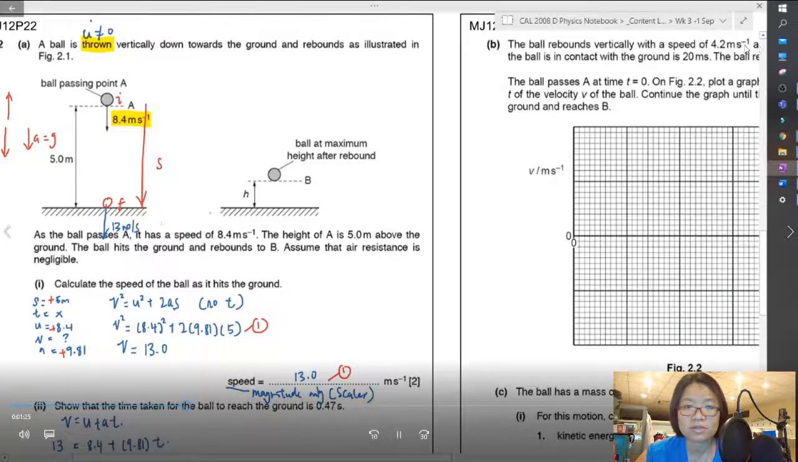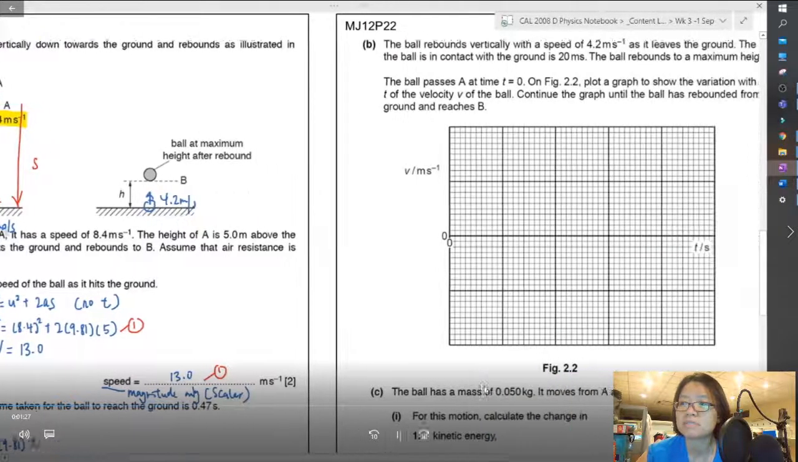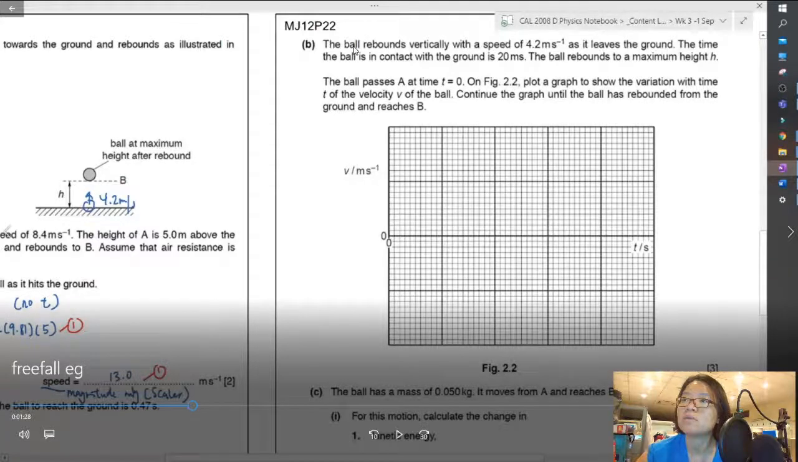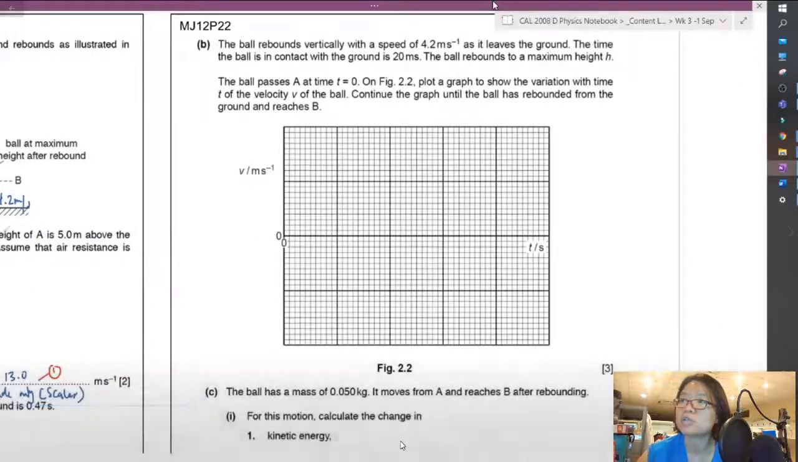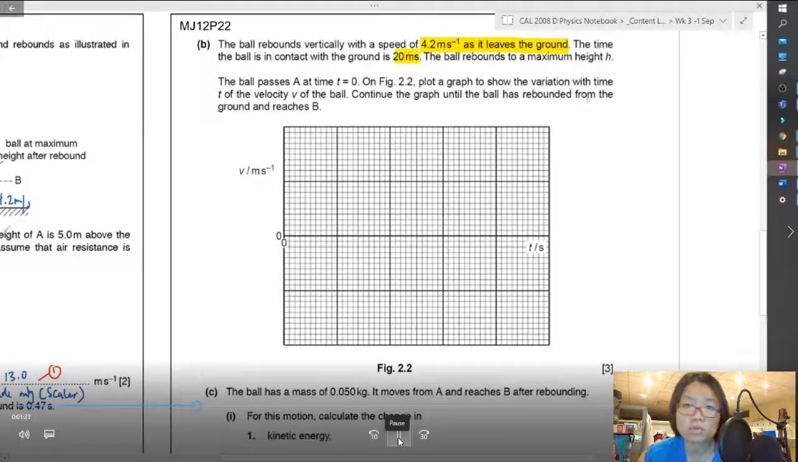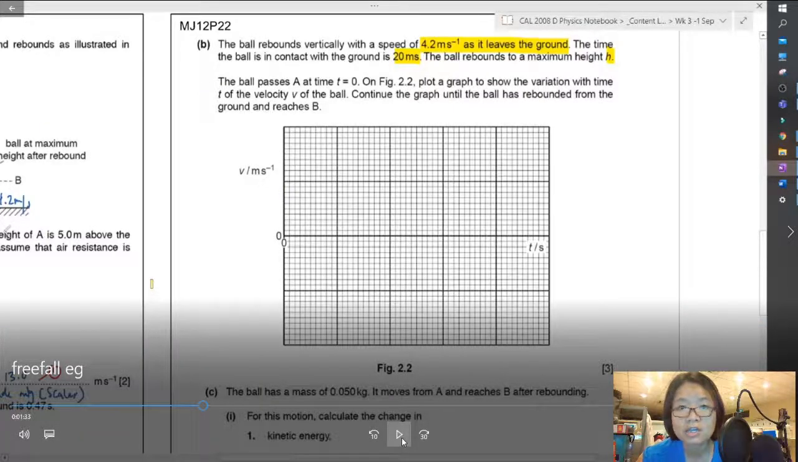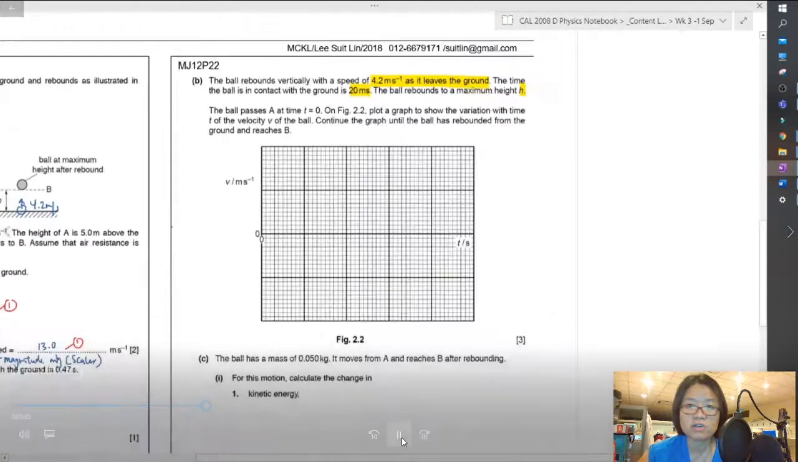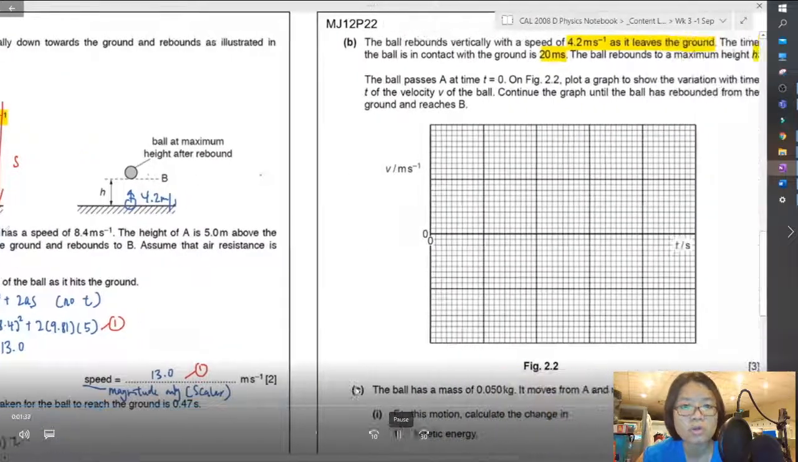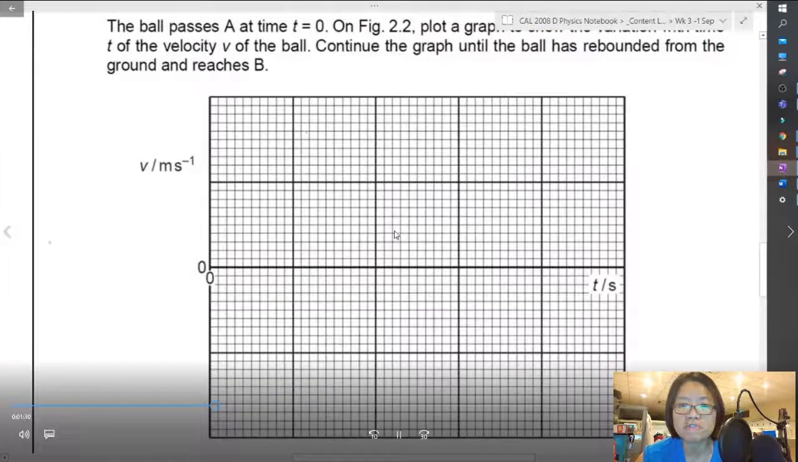You can see there's a graph sketching portion, but I'm just going to label some stuff here because it says that the ball rebounds vertically with a speed of 4.2 meters per second as it leaves the ground. And the time that the ball is in contact with the ground is around 20 milliseconds. The ball rebounds to a maximum height h. The ball passes A at time t equals 0. Plot a graph to show the variation with time t of the velocity of the ball. Continue the graph until the ball has rebounded from the ground and reaches B.